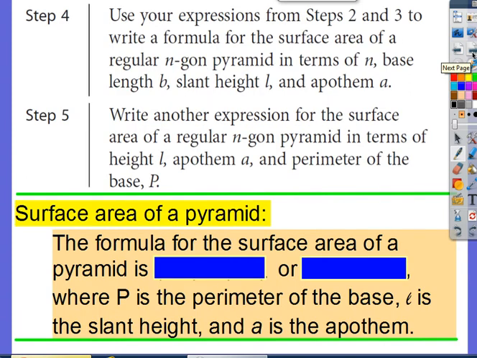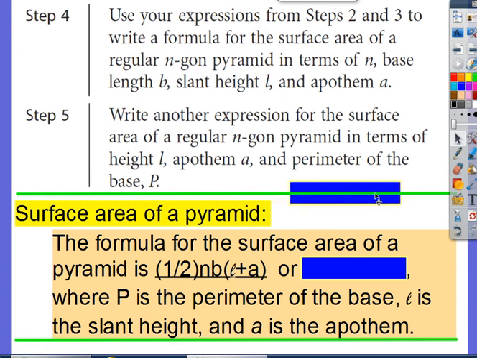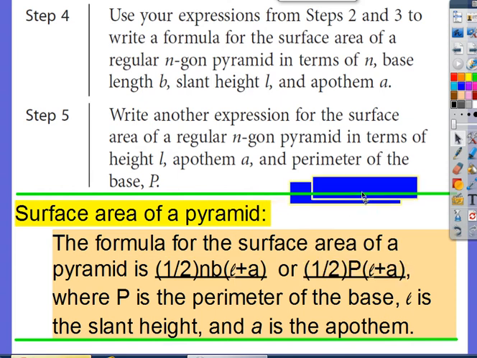The surface area of a pyramid is 1/2 times the number of sides times the base plus the slant height, which is L, okay, plus the apothem, which is the regular height. These are the equations you got to know. So please write surface area of a pyramid down and write this down. We'll spend more time on this in class. This is a difficult topic. Go ahead and pause this.